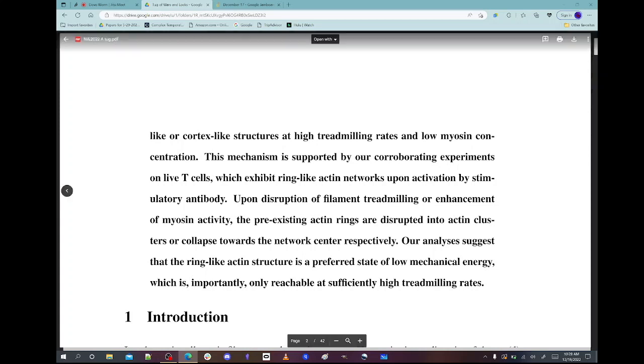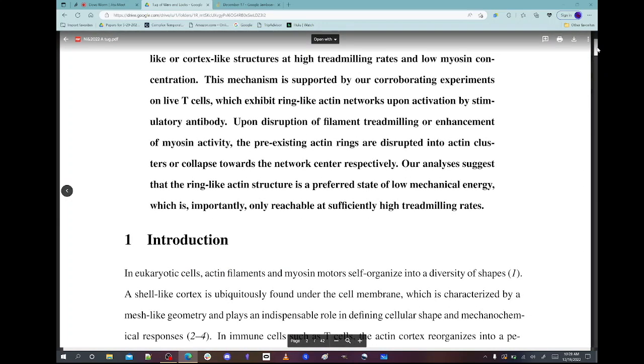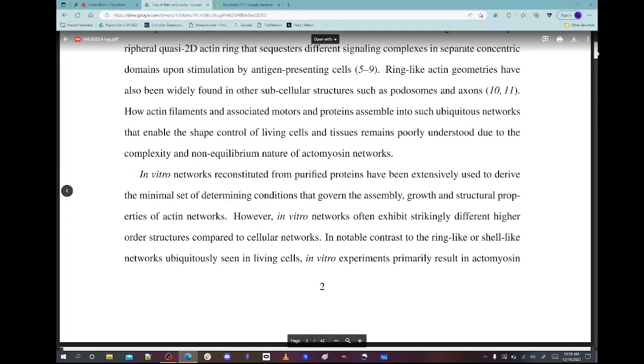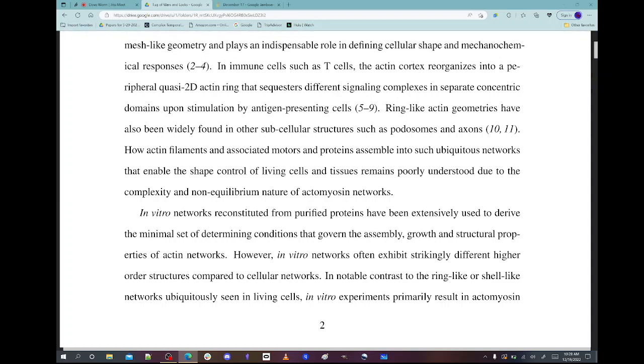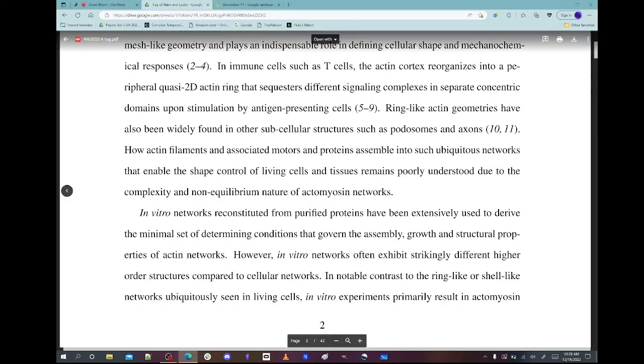Our analyses suggest that the ring-like actin structure is a preferred state of low mechanical energy, which is importantly only reachable at sufficiently high treadmilling rates. So this goes through a lot of this, and talks about ring-like actin geometries that have been found on other subcellular structures such as podosomes and axons. So this is something that you see throughout cells.